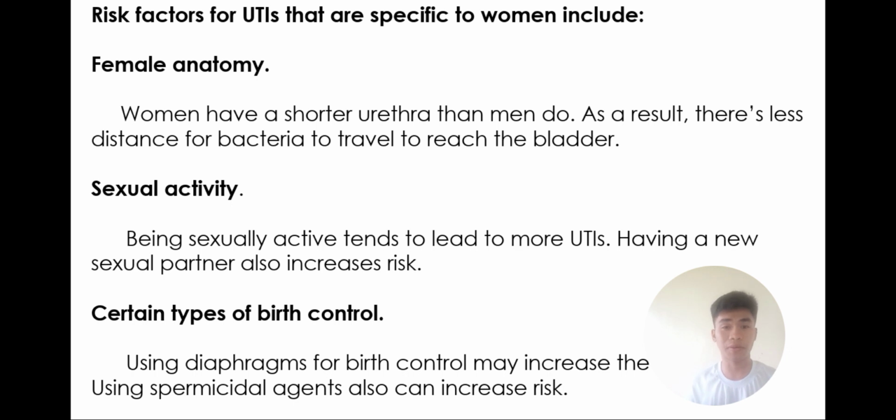So certain types of birth control, so using diaphragms for birth control may increase risk. Using spermicidal agents also can increase risk of having these infections. So by the use of diaphragms for having birth control, which is isa siya sa mga factors nga makahatag siya sa mga women nga risk sa UTI. Because using spermicidal agents, by using these kinds of agents, it can also lead to the increased risk of UTI by the women.